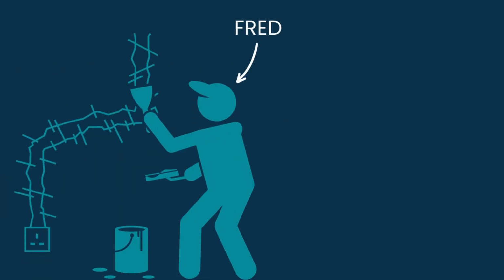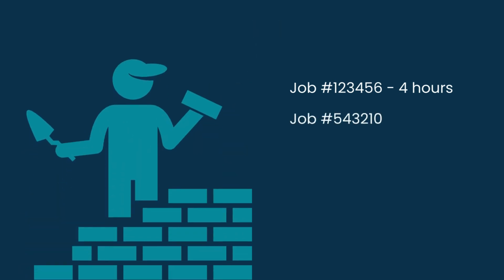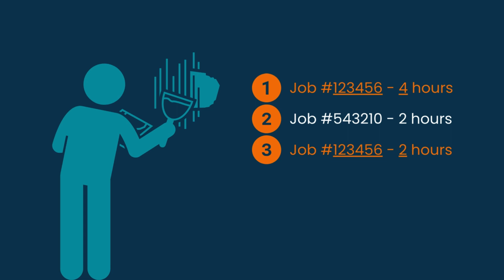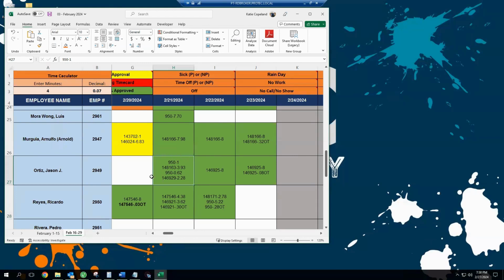Let's find out. Let's say we have an employee named Fred who started off his day working at drywall job number 123456. He worked there for 4 hours, but then he had to leave and go to a different job, number 543210. When he was completed with job 543210 2 hours later, he went back to finish job 123456 for another 2 hours. Normally on our tracking sheet we would then have 3 job entries, but we want to combine all of the time for 123456.